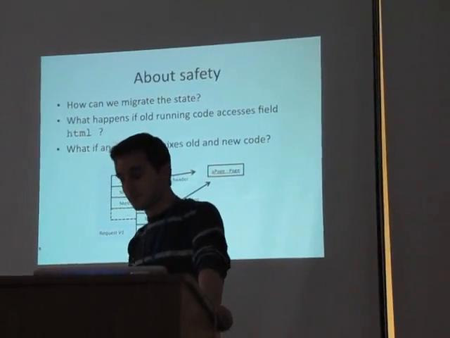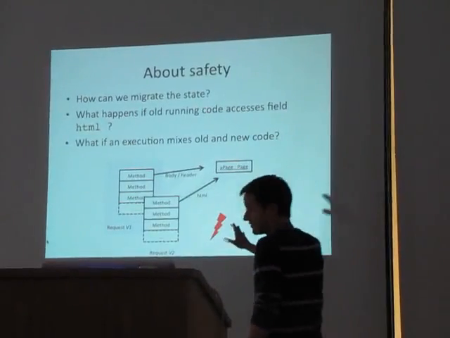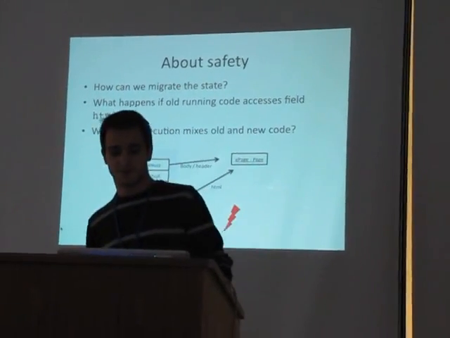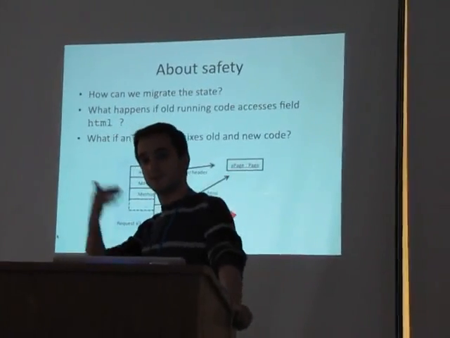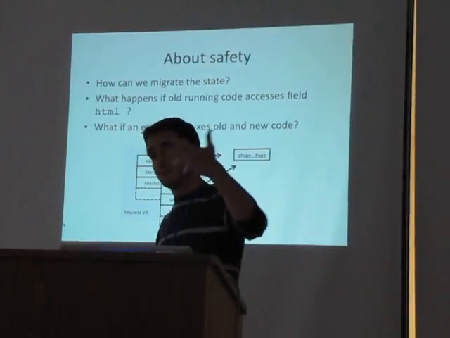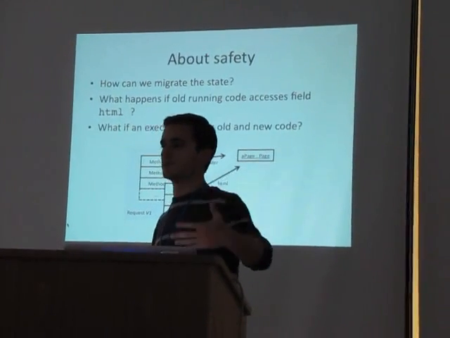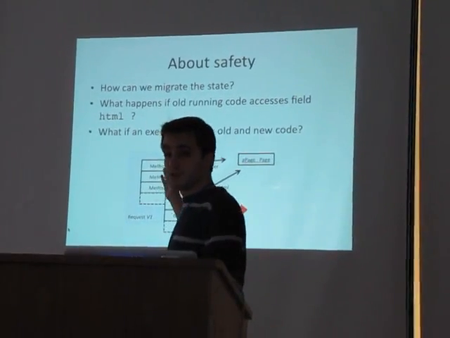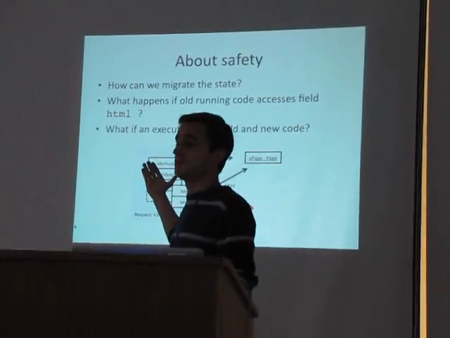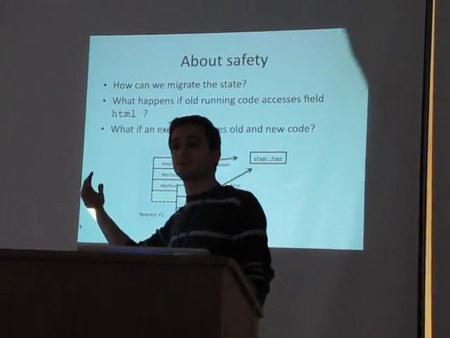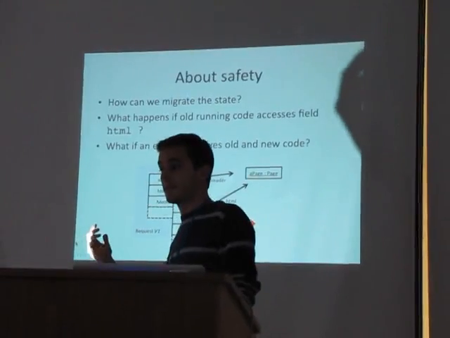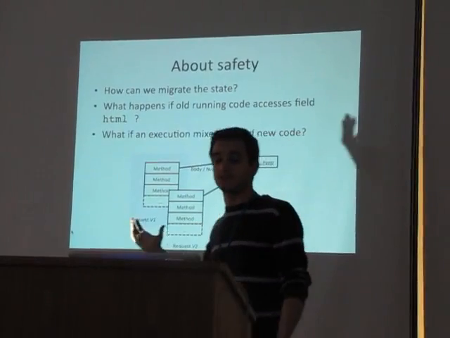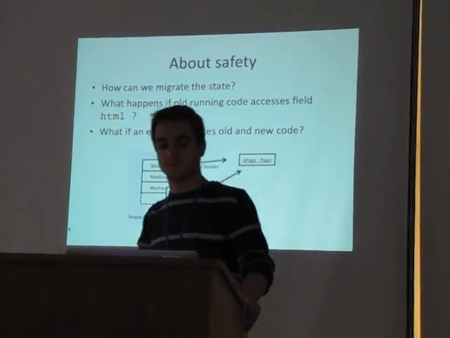So that's one problem: how can we migrate the state of the application? And another problem is, we have a system that is live, we have lots of requests that are always coming. What happens when we install the update and we migrate the instance? We might still have old code running somewhere in an old thread that is not completely over, and it might want to access the HTML field or the HTML instance variable, and the new request might want to access the new instance variable. How can we ensure that we don't end up with these kinds of issues?